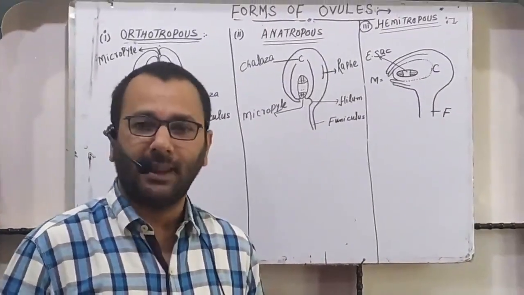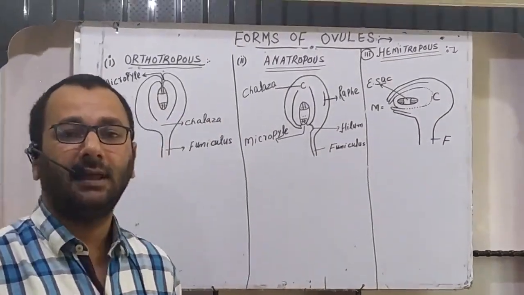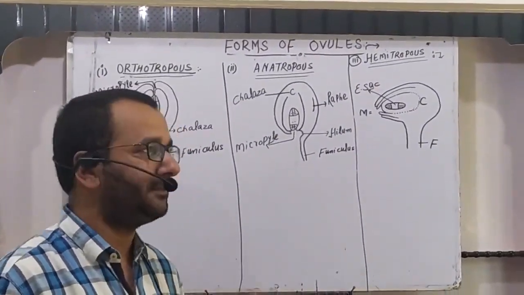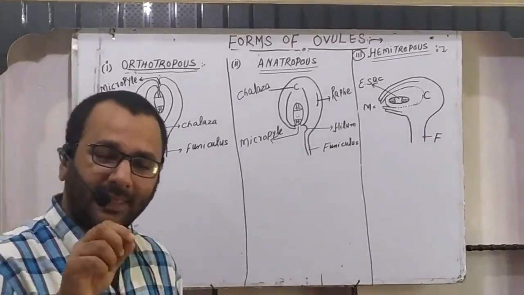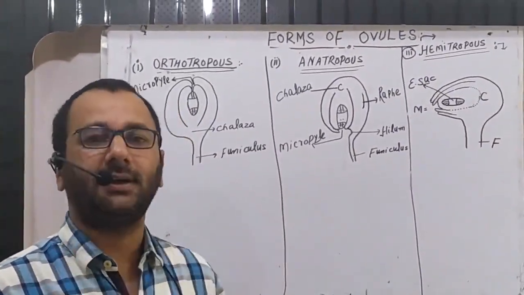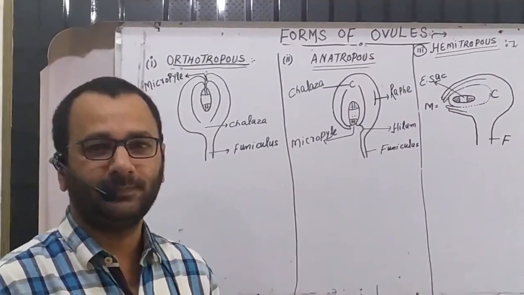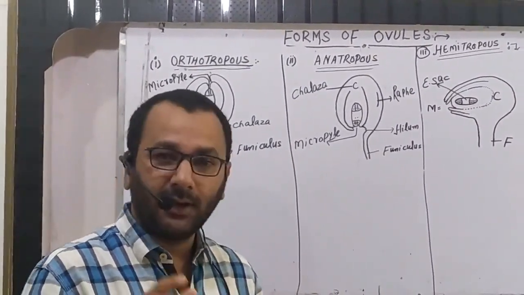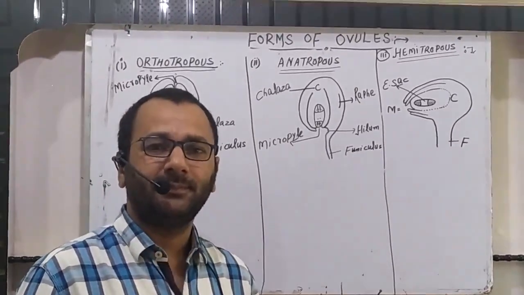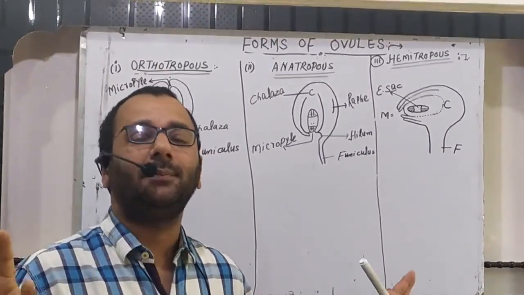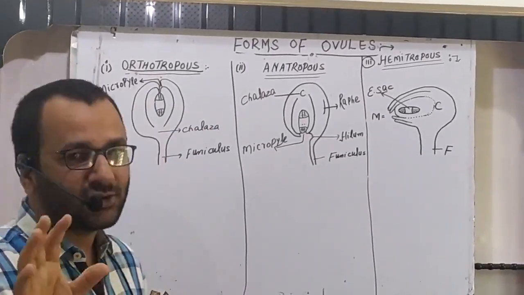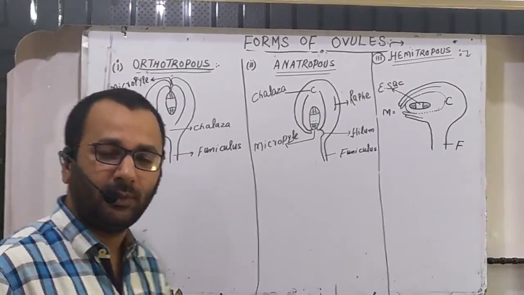In the previous lecture, we discussed the structure of an ovule or megasporangium. In that previous lecture, we discussed thoroughly the different parts of an ovule. Now, in today's lecture, we will study different types of an ovule. Actually, these types are forms of an ovule.